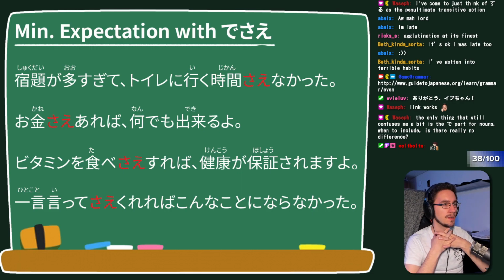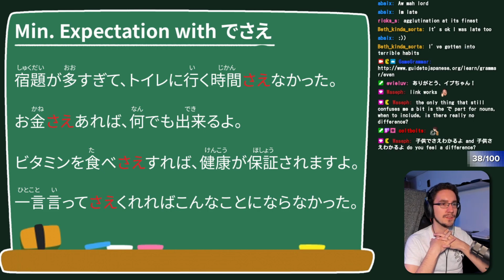So you'd say something like tabemono de sae, or yasai de sae taberare nakatta. He couldn't even eat vegetables. So it's like kodomo de sae wakaru yo. Kodomo sae wakaru yo. Do you feel a difference? Kodomo de sae wakaru yo. Kodomo sae wakaru yo. I feel like it's mostly the same, but I guess it's like the difference between saying even children and even children, maybe. But it's pretty subtle there.